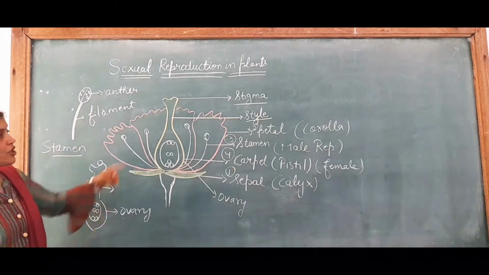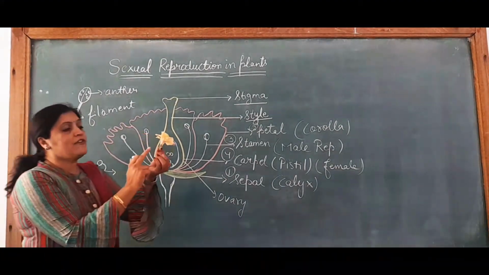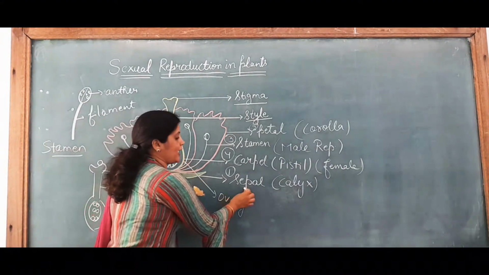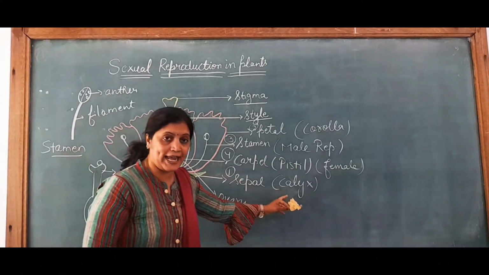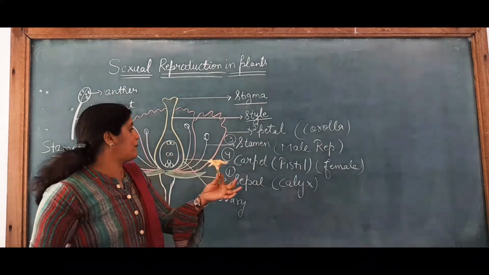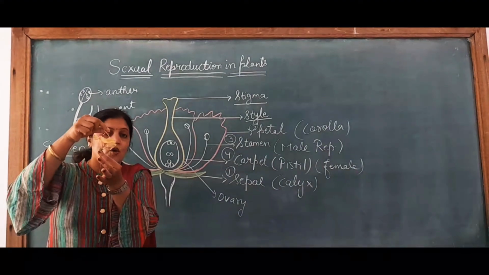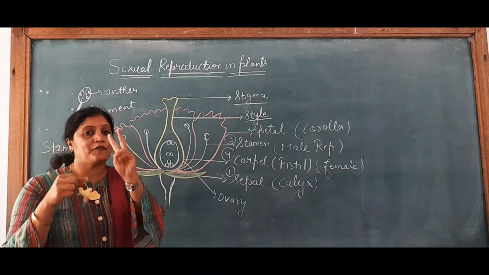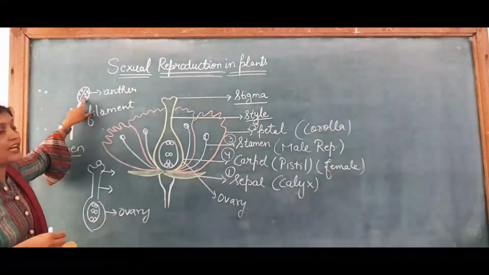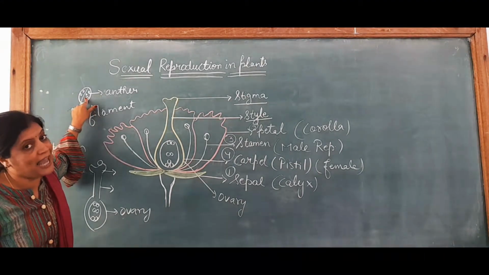So this is the structure of the flower. I am repeating all the parts once again. The first part, the outer green part, is known as sepals. A group of sepals is known as the calyx. The colored part is known as petals. A group of petals is known as the corolla. This is the stamen, the male reproductive part, which has two main parts: anther lobe and filament. This anther contains pollen grains, which are the male gametes.